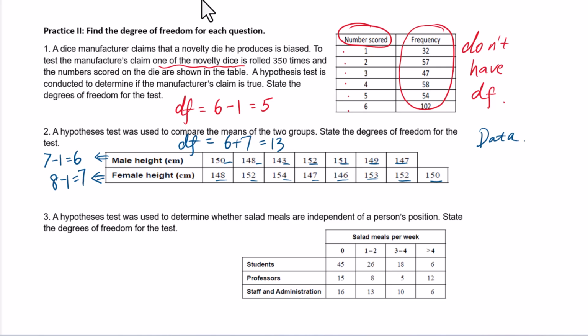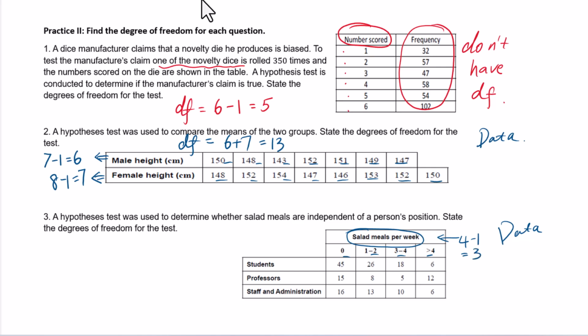Question 3. A hypothesis test was used to determine whether salad meals are independent of a person's position. State the degrees of freedom for the test. Let's check the data. Salad meals per week, we have 1, 2, 3, 4. 4 minus 1 equals 3.